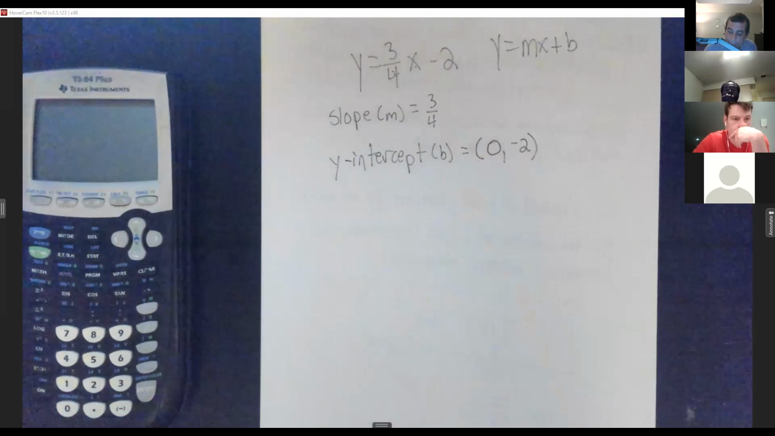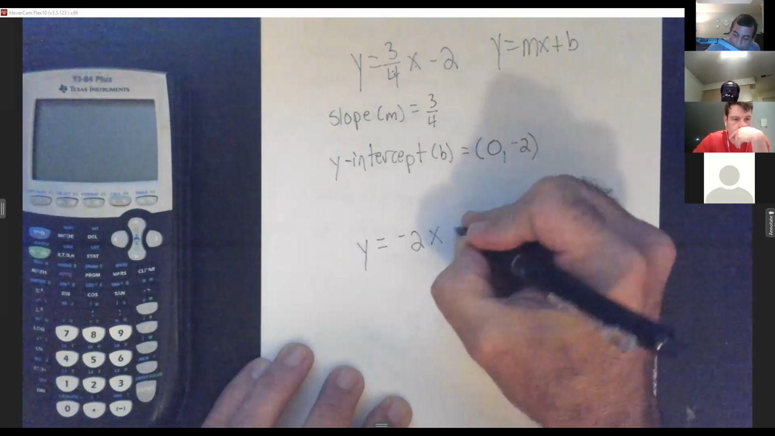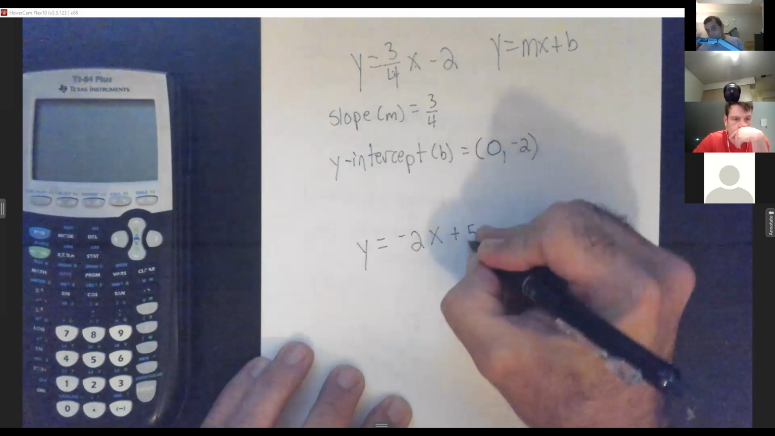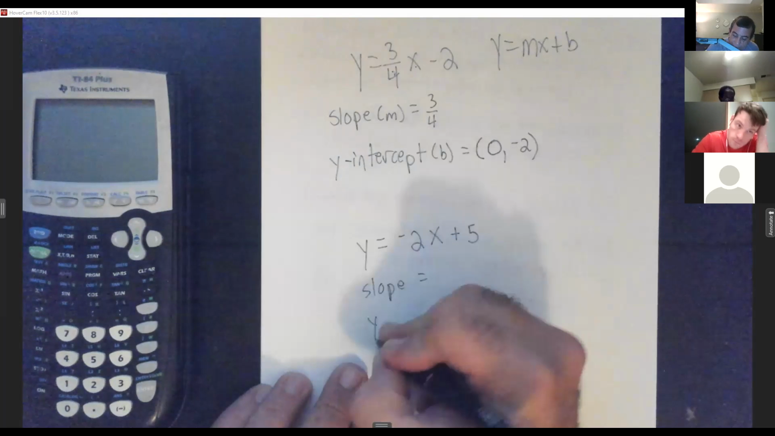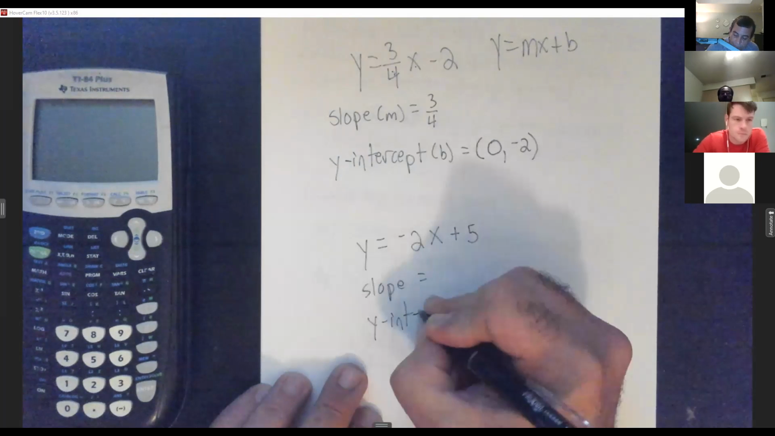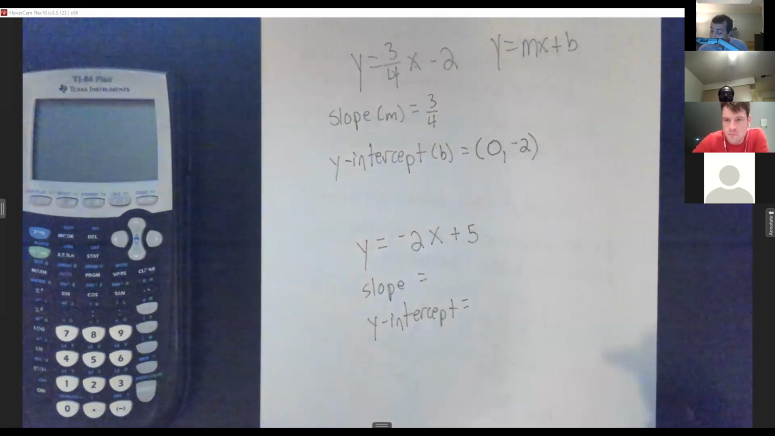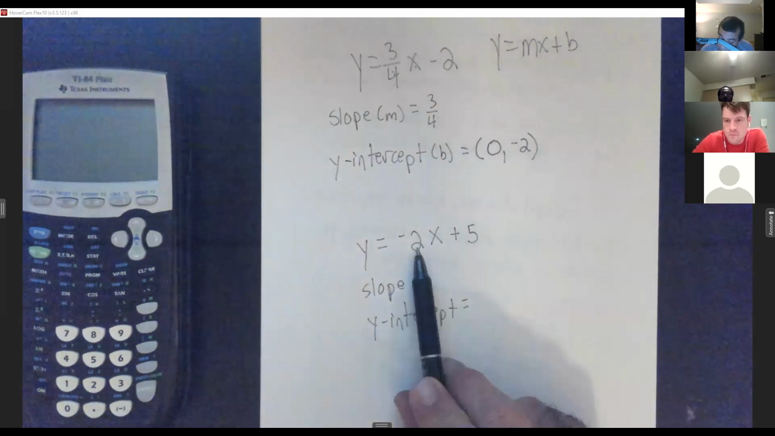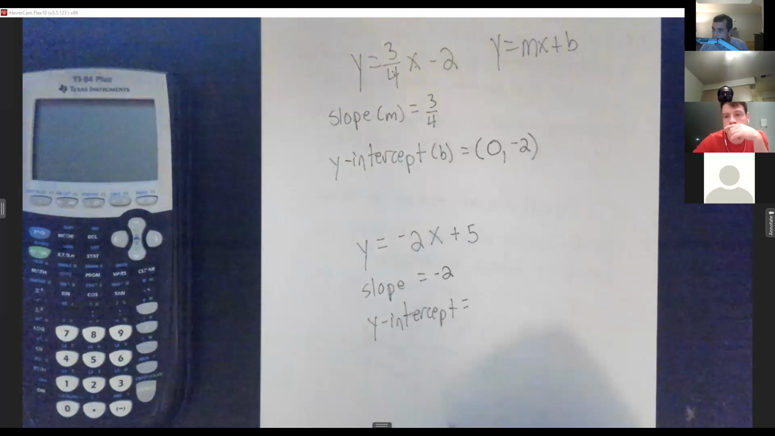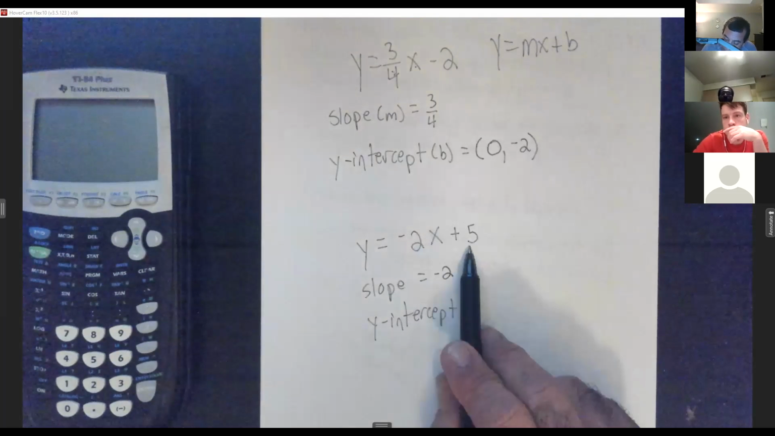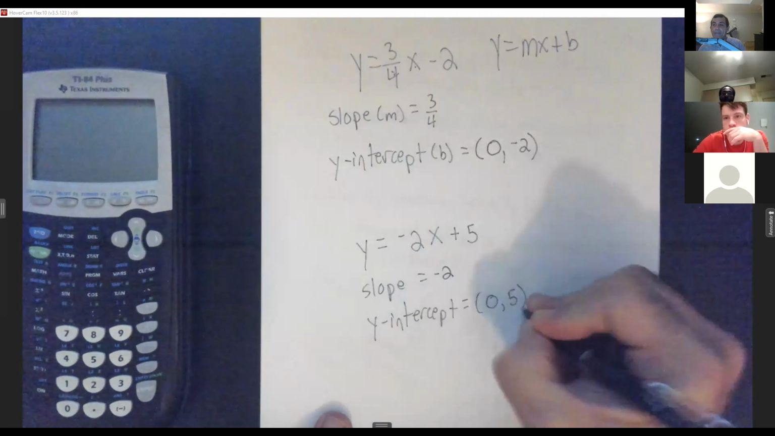Okay, so let me show you one more. So once again, I'm going to find the slope and the y-intercept. And then I'll go over this stuff real good on Thursday with you. But the slope is the number in front of the x again. So that means this slope is a -2. The y-intercept is the number at the end, 5. But remember, I got to write it as an ordered pair. So that would be a 0, 5.